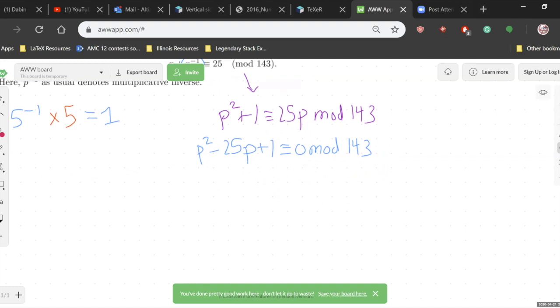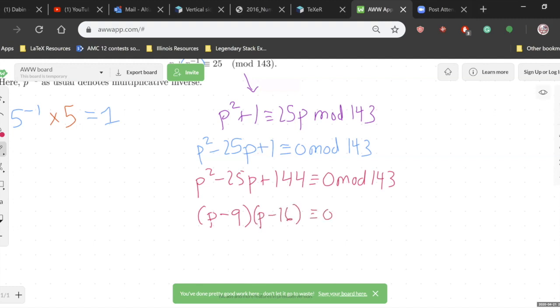The way that I concocted these numbers, and I'll talk more about how I came up with this problem in a little bit, is to note that this thing right here is basically congruent squares. Not congruent squares, but 1 is congruent to 144. And so this becomes a quadratic that we can actually factor. P minus 9 times P minus 16 is congruent to 0 mod 143.